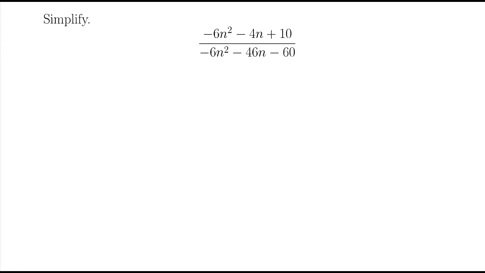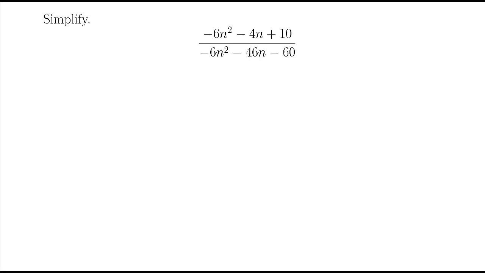Let's simplify the rational expression negative 6n squared minus 4n plus 10 over negative 6n squared minus 46n minus 60. We're going to simplify this by seeing if we can factor the numerator and the denominator.